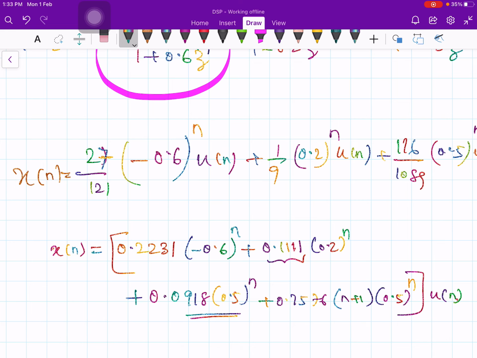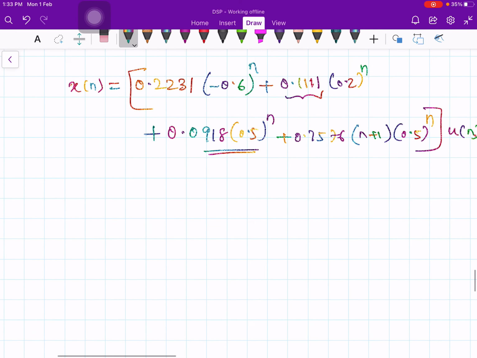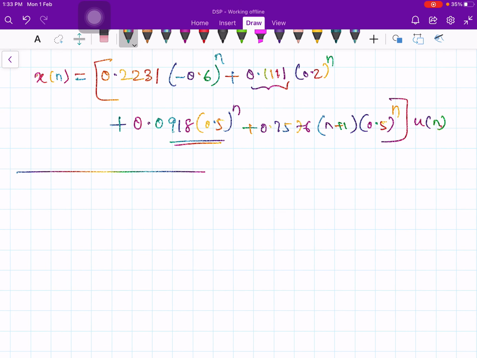So this is the simplest form of the given z transform. Okay, so that's it. Now let me prove one more property, or state one more property, that is the last property in the z transform. To prove that property, let's go back to the modulation theorem.